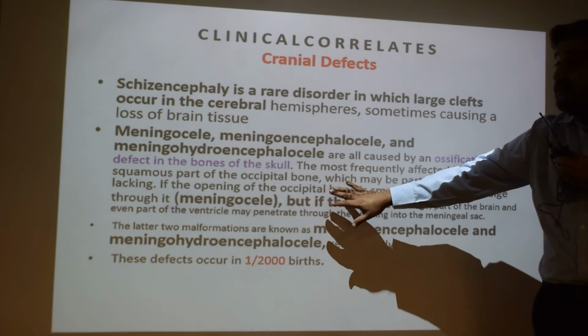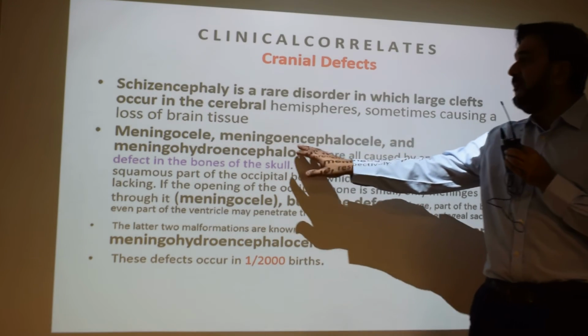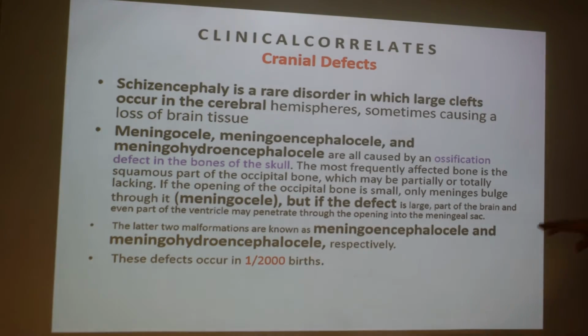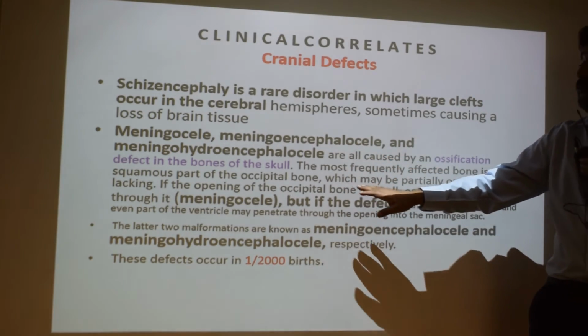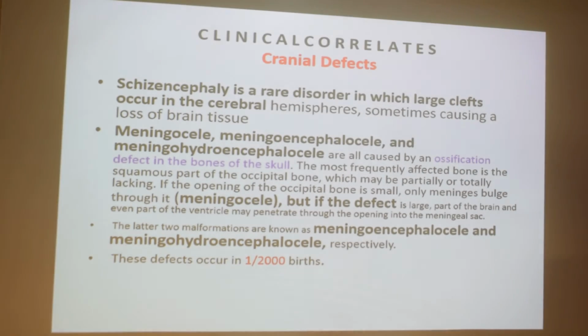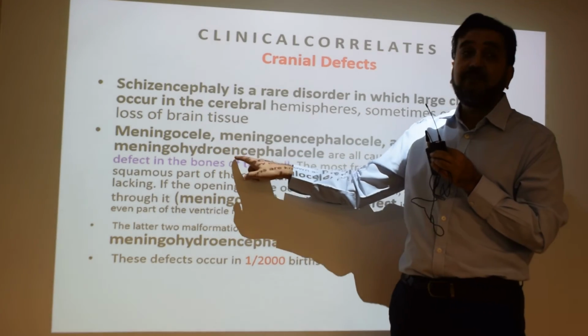The ones which you would see more commonly are meningocele, meningoencephalocele, and meningohydroencephalocele. When we say meningocele, it means if the skull is not completely fused, there is a part of the meninges protruding out, that is called the meningocele. And if you have meningoencephalocele, it means meninges with the brain tissue is protruding out. If you have a part of the ventricle also protruding out, so you have meninges, you have the brain and a part of the ventricle protruding out, then it is called meningohydroencephalocele.